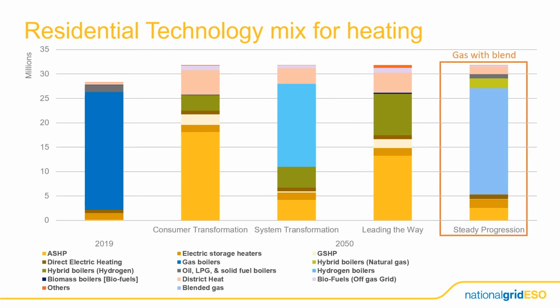In the steady progression scenario, we see a significant uptake in heat pumps in off-grid dwellings, but gas boilers will remain as popular as they are today. The number of homes on district heating is projected to grow significantly. Up to 10 times more homes will be on district heat than today by 2050, in at least two of the scenarios. Achieving these levels of uptake, as for other technologies, will require significant policy support.